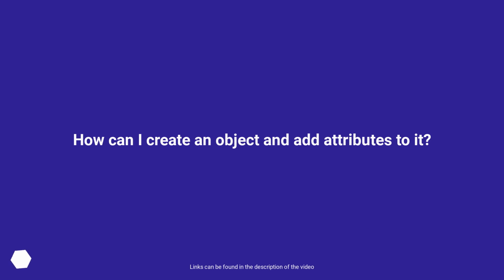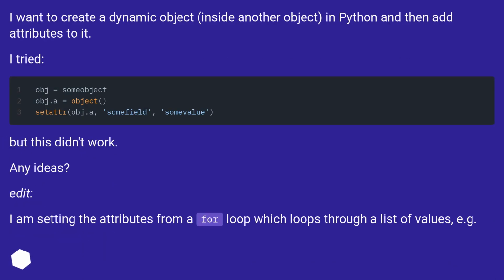How can I create an object and add attributes to it? I want to create a dynamic object inside another object in Python and then add attributes to it. I tried, but this didn't work. Any ideas?